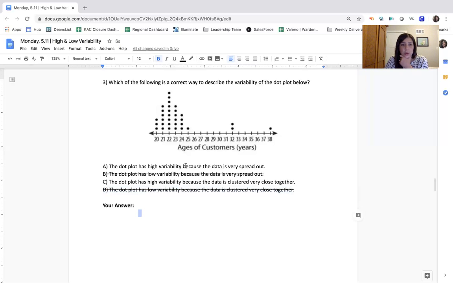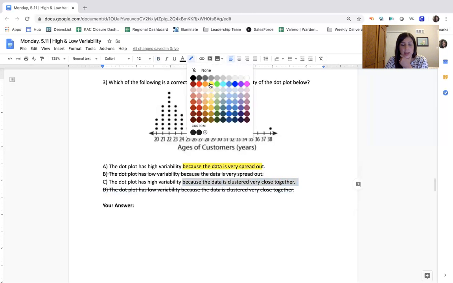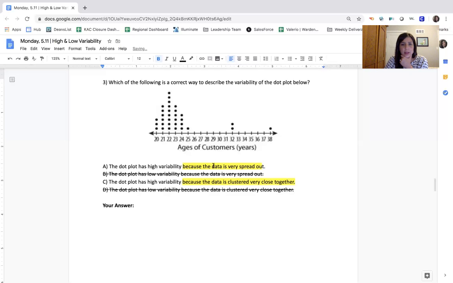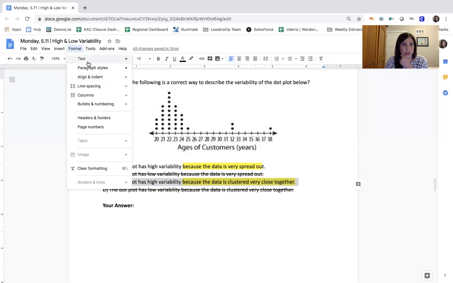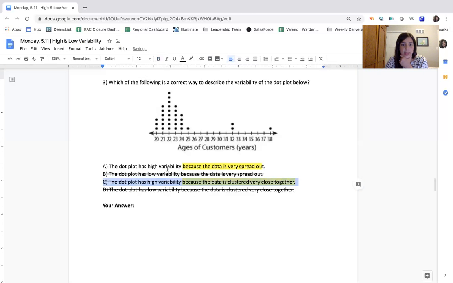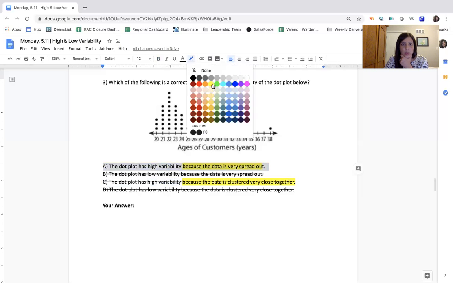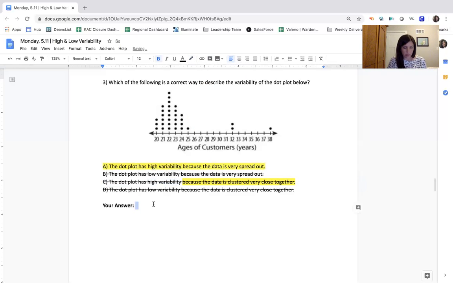So now I have to figure out which one of these reasons supports my claim that it has high variability. Does it have high variability because it's very spread out, or does it have high variability because it's close together? No, if it was close together, that would be a reason for low variability. So I'm gonna go ahead and eliminate that. And I'm gonna say that A is my all the way right answer. So I'm gonna go ahead and record A down here. The dot plot has high variability. There's a lot of different data points because the data is very spread out.